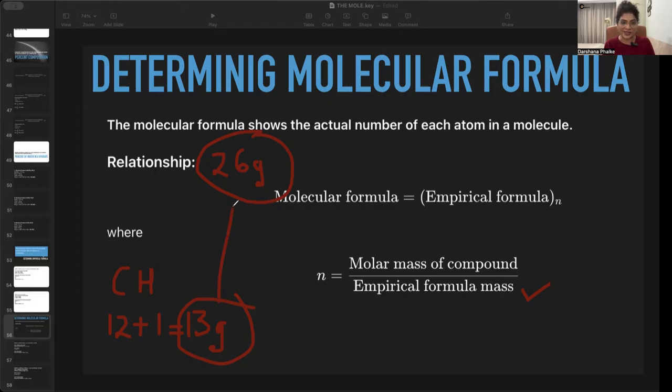It means 2 times. So if it is 2 times, our actual molecule is C2H2. Okay, so how do you find the multiple? You take the molar mass and divide it by the empirical formula mass. Okay, don't worry, we are going to see some more examples.